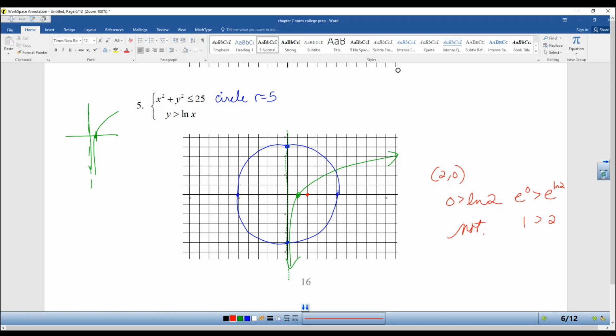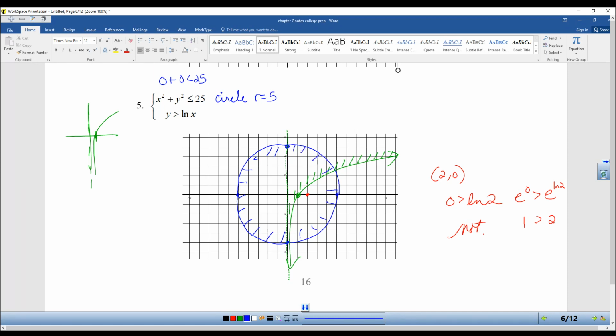So I don't want to shade that point, which means I want to shade on the other side. But this one is still a little bit tricky. Well, let me actually go back and do the circle first. Is 0 plus 0 less than 25? It is, so I want to shade inside my circle because I do want to shade 0, 0.